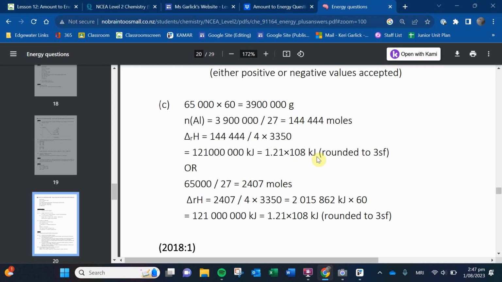They might have had this question be merit instead, being you forgot to multiply by 60 or you forgot to use the grams versus the kilograms. So that might have been the distinguishing kind of question.